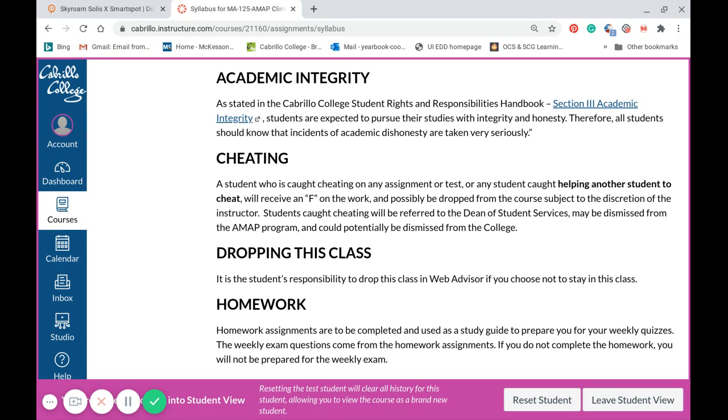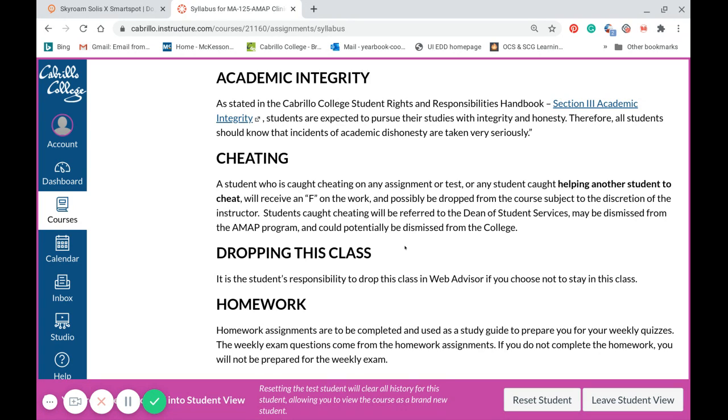So if you cheat your way through, you're not going to be prepared to take the exam, and you're probably going to fail. And then you're not going to be able to get a job as a medical assistant. So this whole program would be a waste of time, yours and ours. That would be sad.